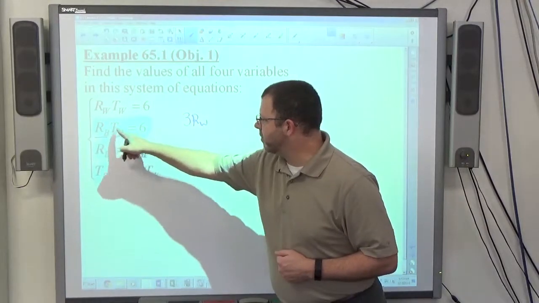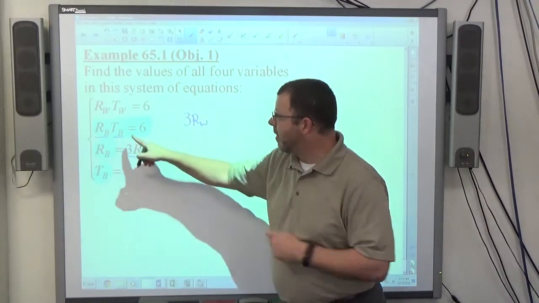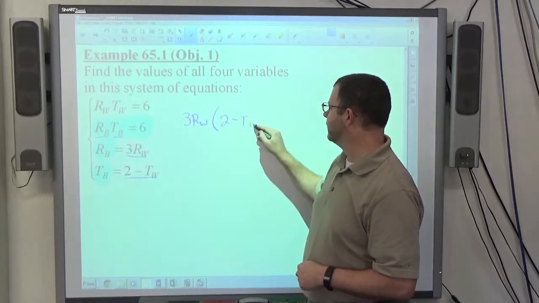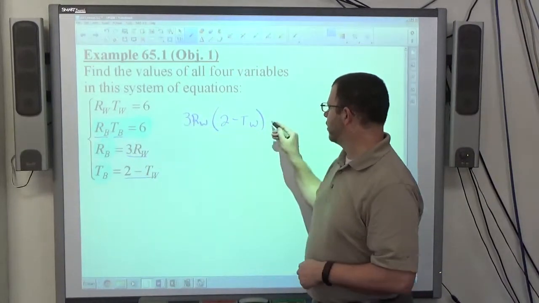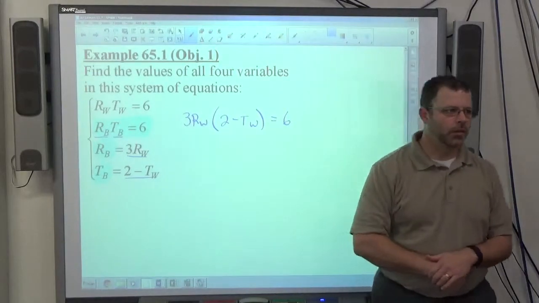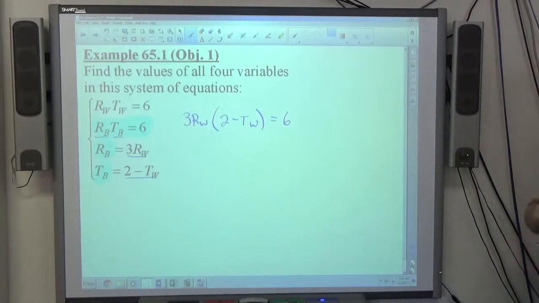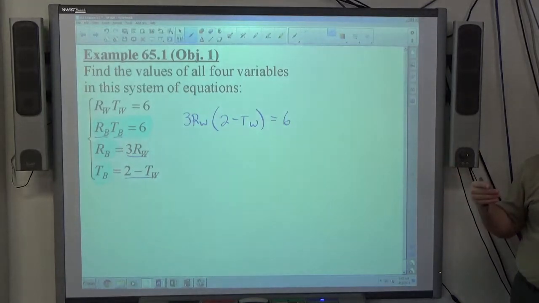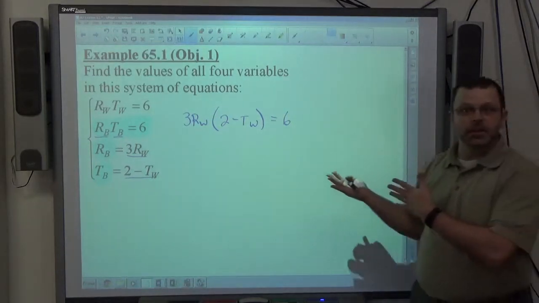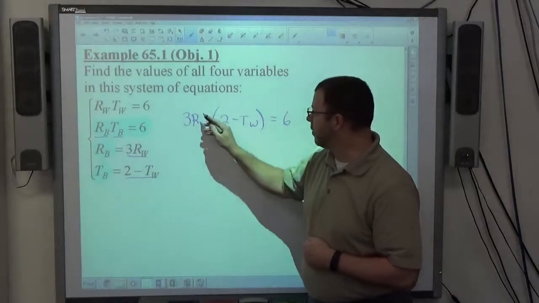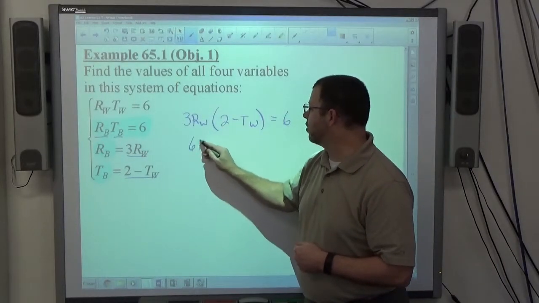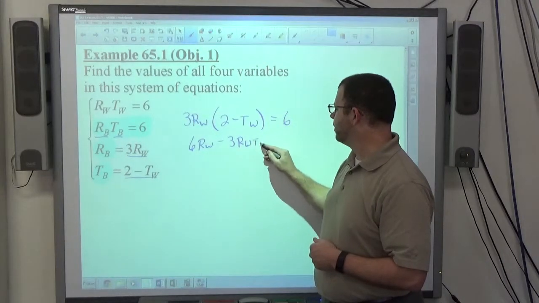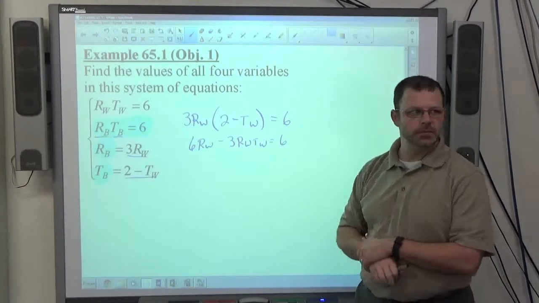I'm replacing T sub B with 2 minus T sub W. That's one object being replaced with multiple objects, so parentheses are necessary. Equals 6. And what you'll notice is I've created a new equation. It's not any better than the other equations, but at least it's something different. If I start simplifying this, I'm going to get 6R sub W minus 3R sub W T sub W is equal to 6.